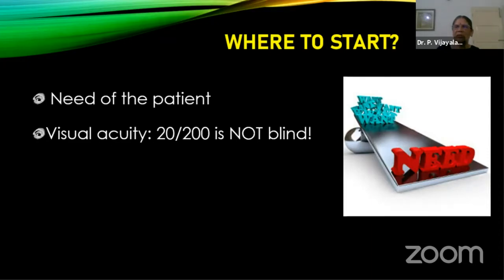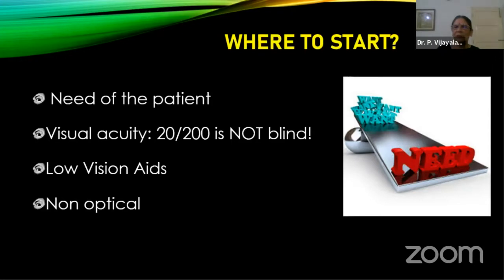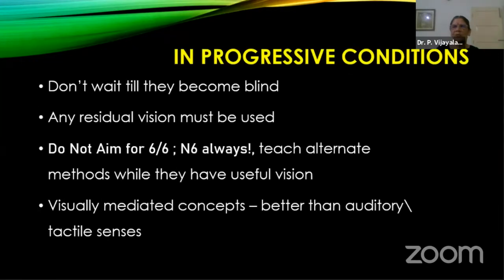A 60-year-old may need a different thing, to see somebody coming into the house by using some telescope or something, or he might be interested only in reading. But a 10-year-old will be interested in mobility and then going to school. So we don't label them as blind depending upon the visual acuity. But we try to give either low visual aids or non-optical devices and/or environmental adaptation depending upon their problems. That is called need-based rehabilitation.